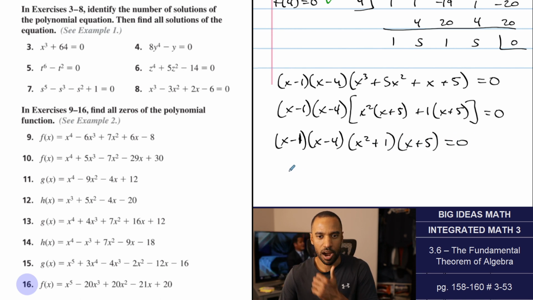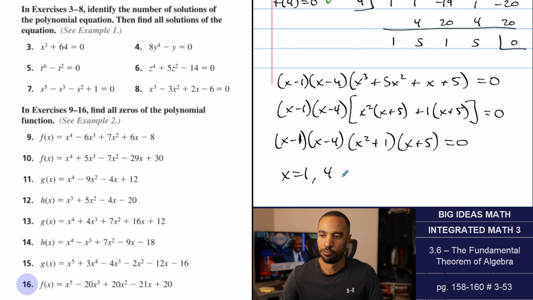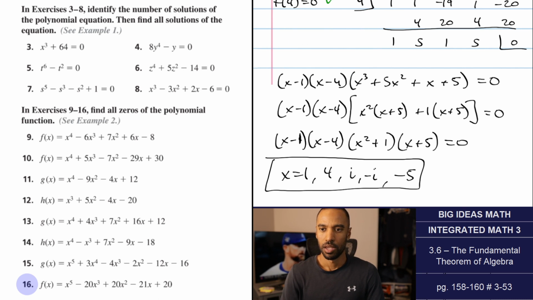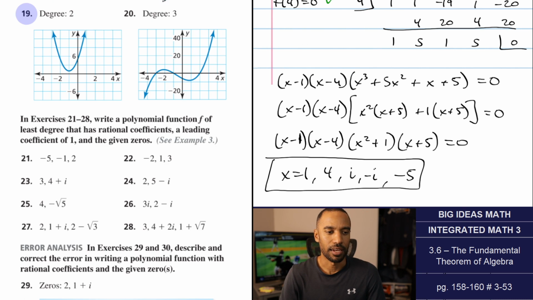So your solutions are 1, 4, negative 5. And if I list these two out, subtract 1, take the square root, that is plus or minus i. So i and negative i. Those are the 5 in this quintic polynomial, degree 5 polynomial. Okay, about an hour in, let's keep moving forward.